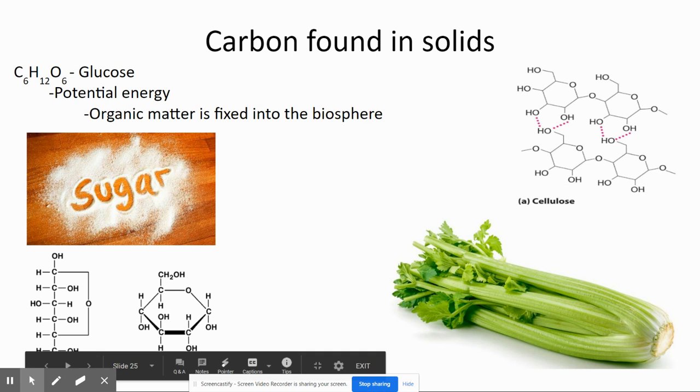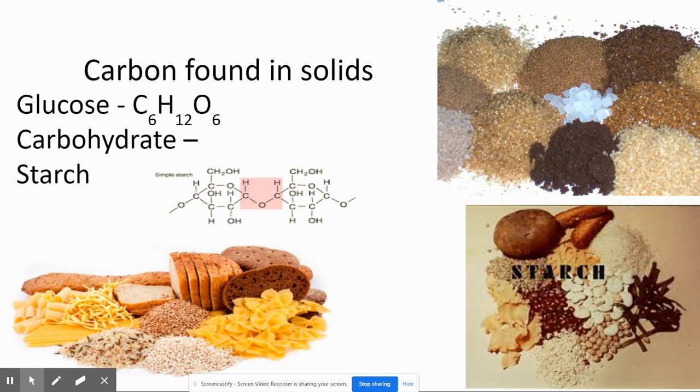Celery is cellulose. So there's a lot of cellulose in celery. So this is carbohydrates and starch, right? If you eat potatoes, they are high in starch, and breads are high in starch.